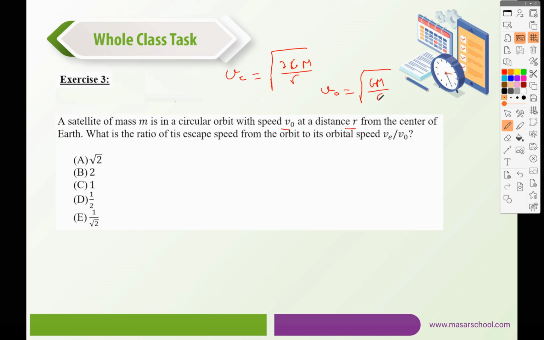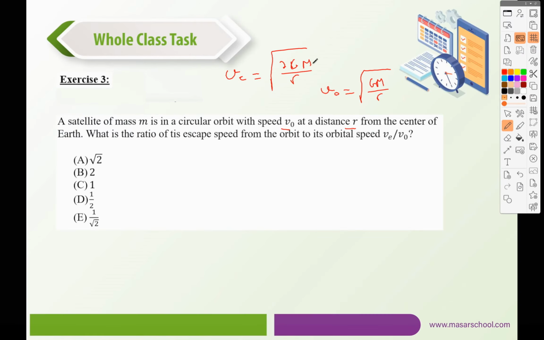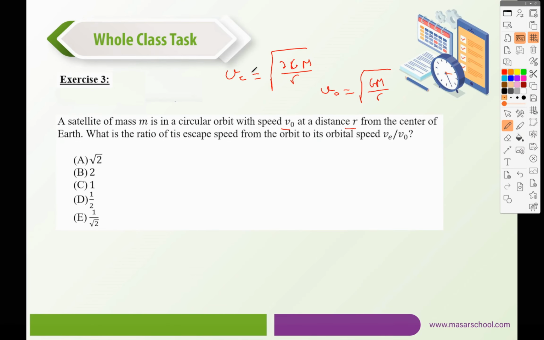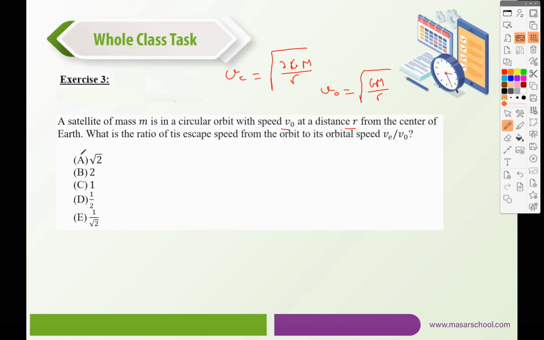Remember that these cannot be used in a free response unless we derive them from scratch. This is derived from Newton's second law. Also, this can be derived using the conservation of energy. So as you can notice, ve over v0 would be just a factor of radical 2, making A the correct answer.